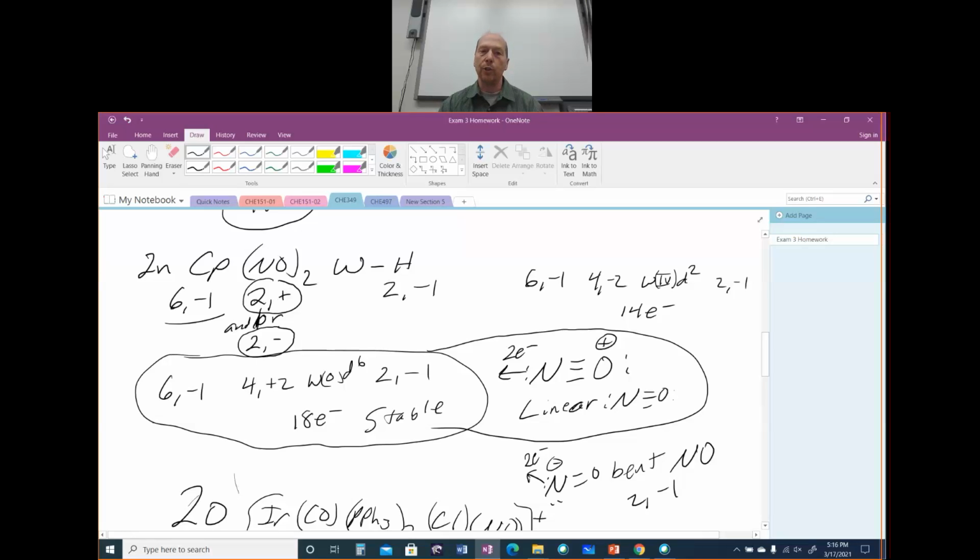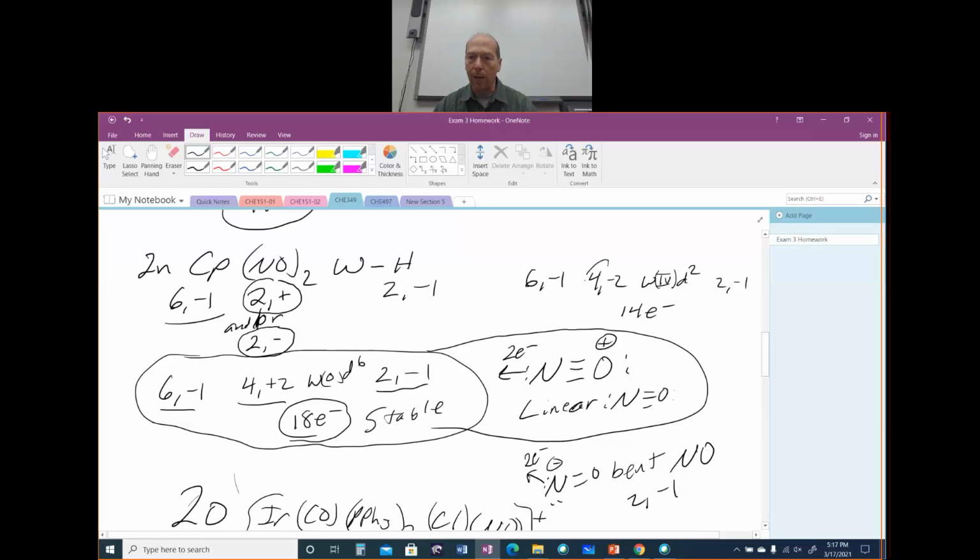So I usually go with the 2 plus first and see how that works out. All right, so I have my 6 minus 1. If I have 2 of them that are 2 plus, that gives me a 4 and a plus 2. And then my hydride is a 2 minus 1. And so I have a minus 1, a plus 2, and a minus 1. It is neutral. Tungsten 0, D6. 6 and 4, 14, and 6, 16, and 2, 18. So picking the 2 and the plus 1 was the correct answer. That's 18 electrons. And that means that the structure of your NO is linear.